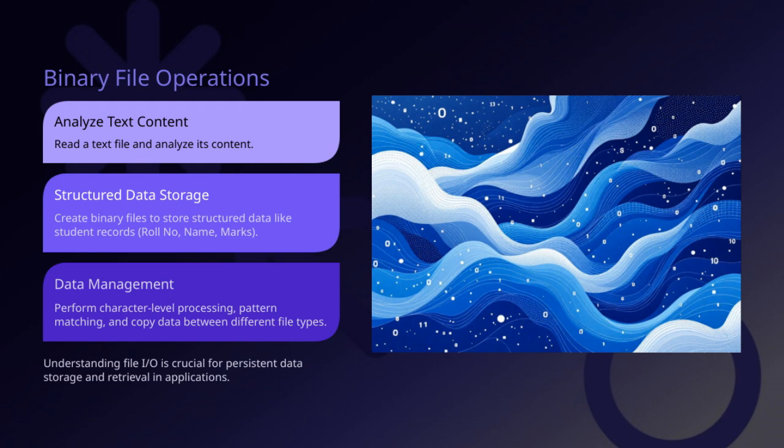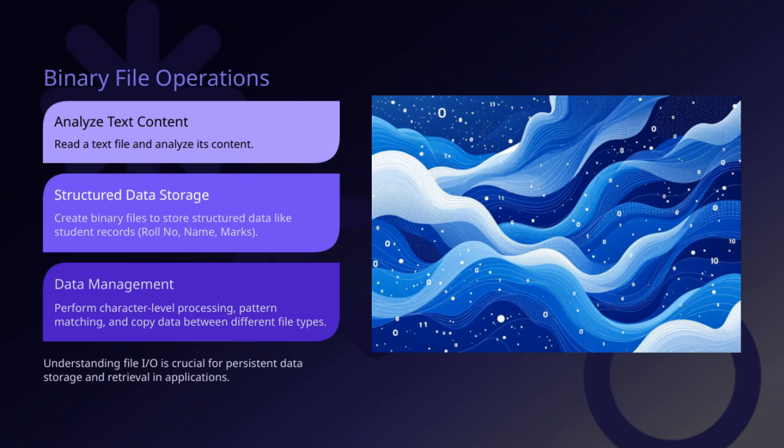It allows us to store information persistently, so it's available even after the program ends, and retrieve it when needed. This includes tasks like processing data at the character level, which can be useful for pattern matching or text analysis. We can also copy data between different file types, such as from a text file to a binary file, depending on our requirements. Data management is a key aspect here, especially when creating binary files to store structured data.